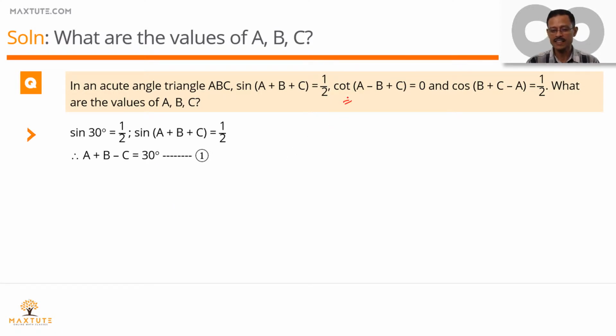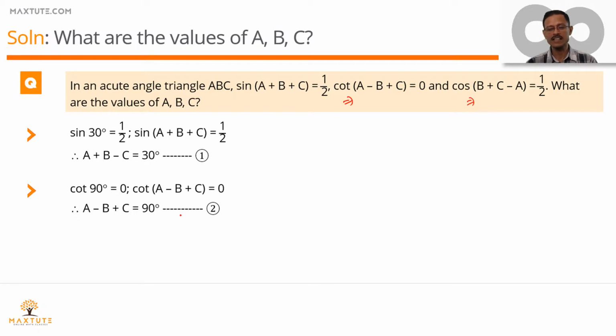Let's move on to the second data. Cot of A minus B plus C is equal to 0. In cot, what angle corresponds to 0? 90 degrees corresponds to 0. Cot 90 is 0. Cot of A minus B plus C is equal to 0. So we can deduce the second equation, which is A minus B plus C is equal to 90 degrees. Equation 2 is done. Let's move on to the third piece of information.